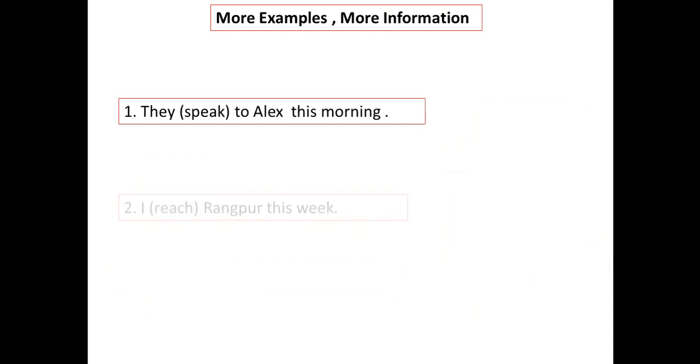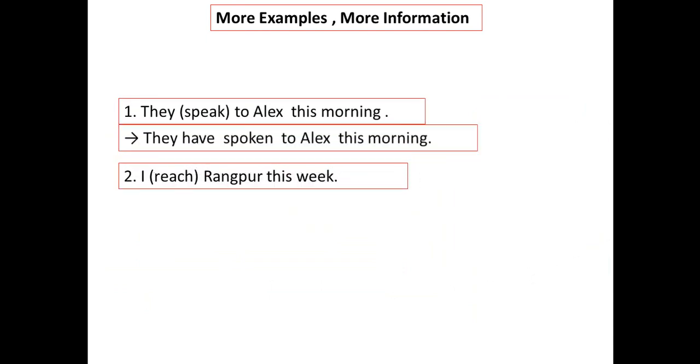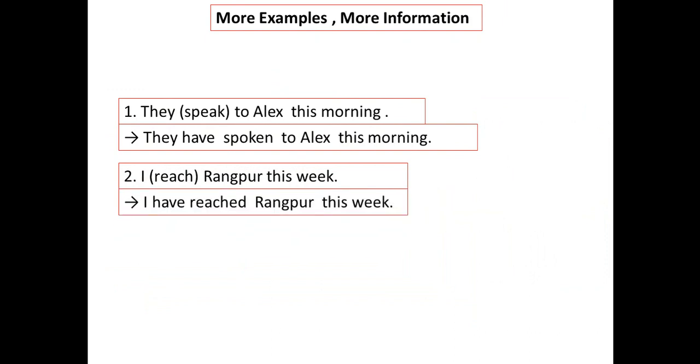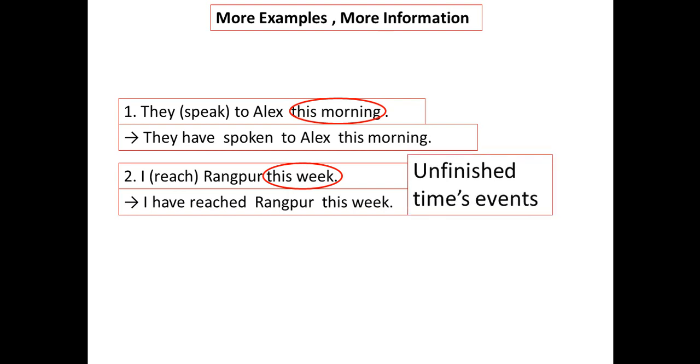Next, the restatements. They have spoken to Alex this morning. I have reached Rangpur this week. So the sentences are present perfect because of these phrases, because they mean unfinished time events. Unfinished time events means the time here, this week or this morning, has not finished, and a context will make it clear.